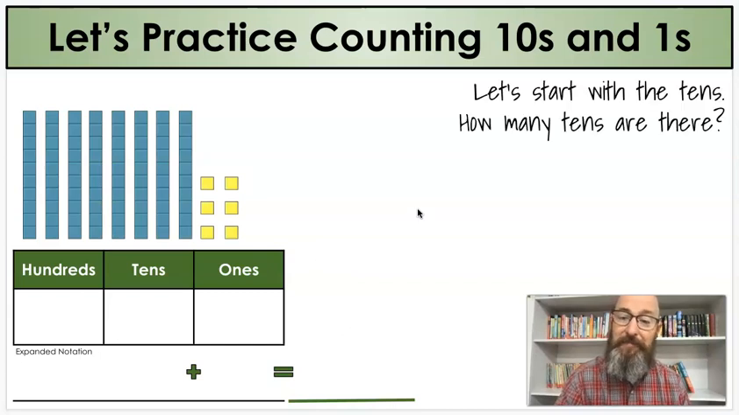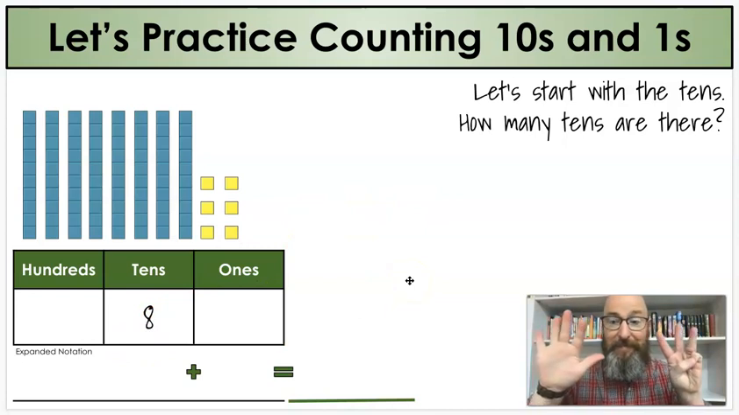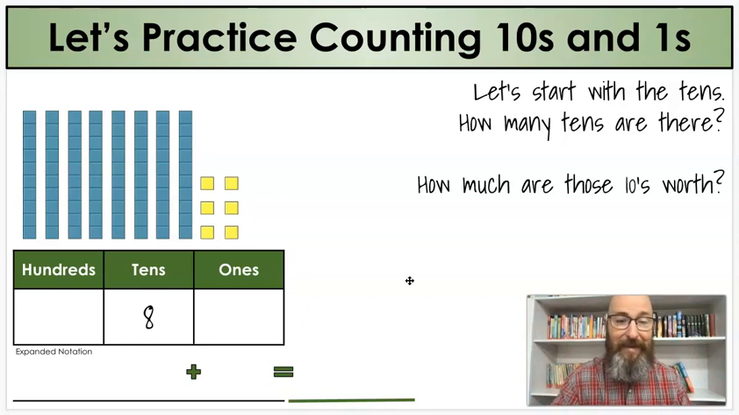Let's start with the tens. How many tens are there? 8. That's correct. And how much is 8 tens worth? Remember counting by tens because these are tens. 8 times 10, 20, and so on. I'm sure you got 80. That's how much those tens are worth.